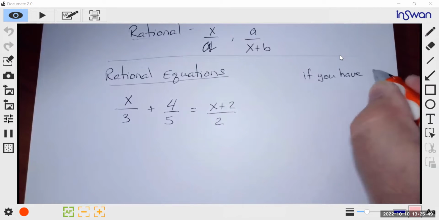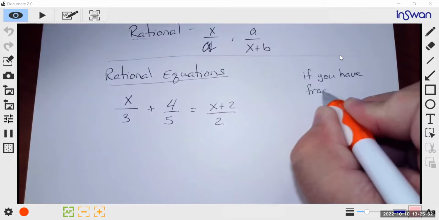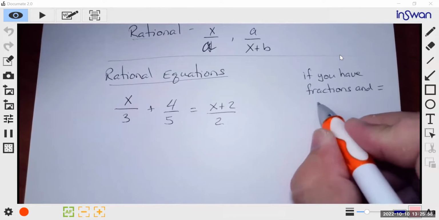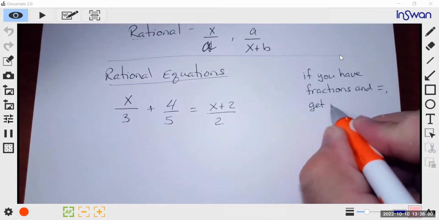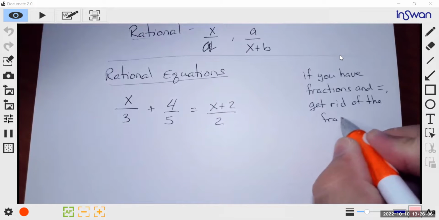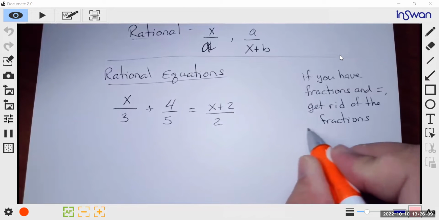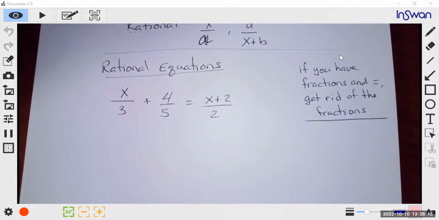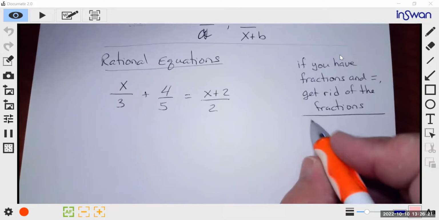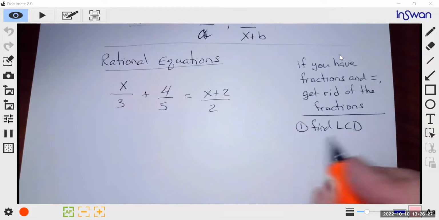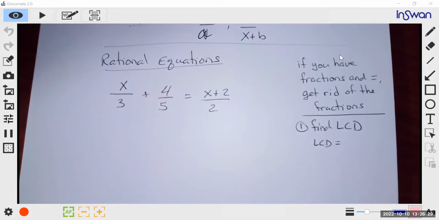If you have fractions and an equal sign, get rid of the fractions. So if you have fractions and an equal sign, get rid of the fractions. How do we get rid of the fractions? First step, find the LCD. What is the LCD in our example here?